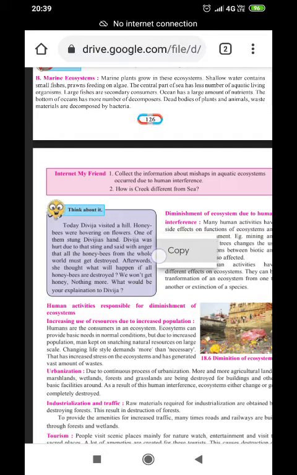Marine ecosystem. Marine plants grow in this ecosystem. Shallow water contains small fishes and prawns feeding on algae. The central part of the sea has a smaller number of aquatic living organisms. Large fishes are secondary consumers. The ocean has a large amount of nutrients. The bottom of the ocean has more decomposers. Dead bodies of plants and animals and waste materials are decomposed by bacteria.